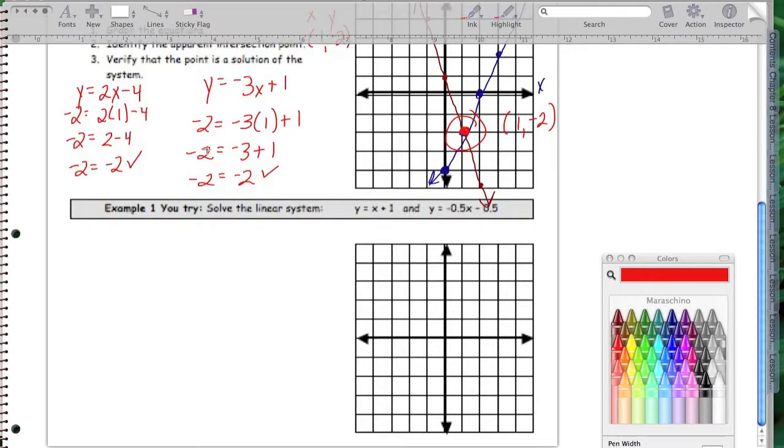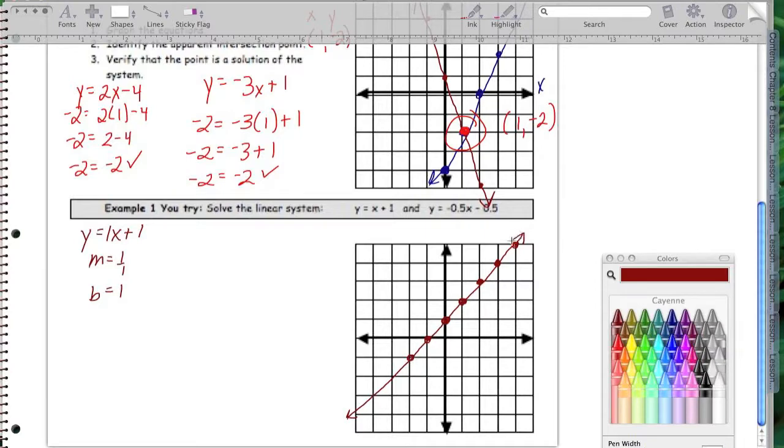Let's try this one here. We have two equations, y equals x plus 1. Here my slope is 1, because it's 1x, so it's 1 over 1. My y-intercept is 1. I'm going to go ahead and graph that. I'm going to first go to my y-intercept, then up 1 over 1, up 1 over 1, up 1 over 1, and we get this, okay? And I'll connect those.